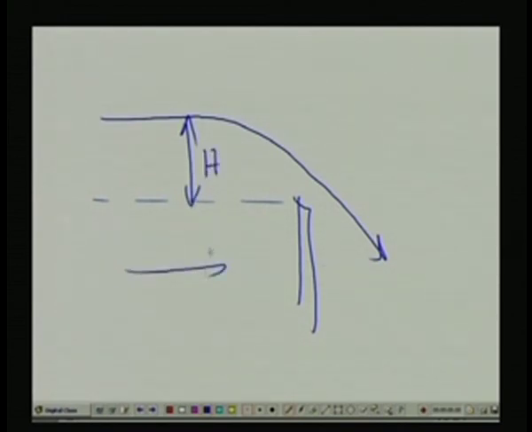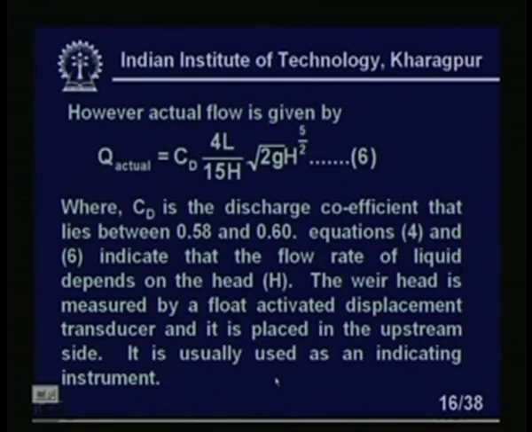As the flow rate increases, this H will increase. If the flow rate decreases, this H will decrease. Clear? Even though it is a nonlinear relation, if the flow rate decreases, this H will decrease. If the flow rate increases, this H will increase. So, I will measure the H and calibrate it in terms of the flow rate, fine.